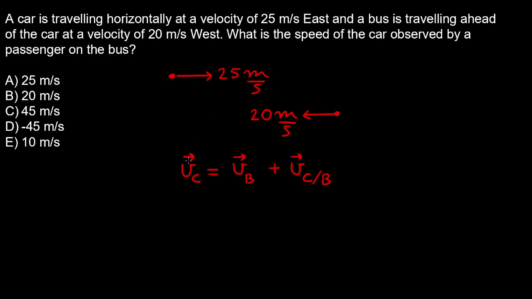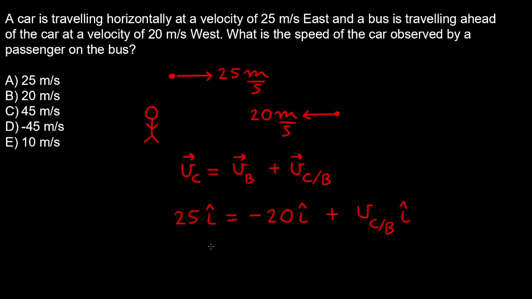So the velocity of the car and the bus are from the ground reference frame, or observed by a stationary observer. So the stationary observer will see the velocity of the car as 25 meters per second to the right, and the velocity of the bus is 20 meters per second to the left. And the velocity of the car observed from the bus is VC relative to B in the horizontal direction.